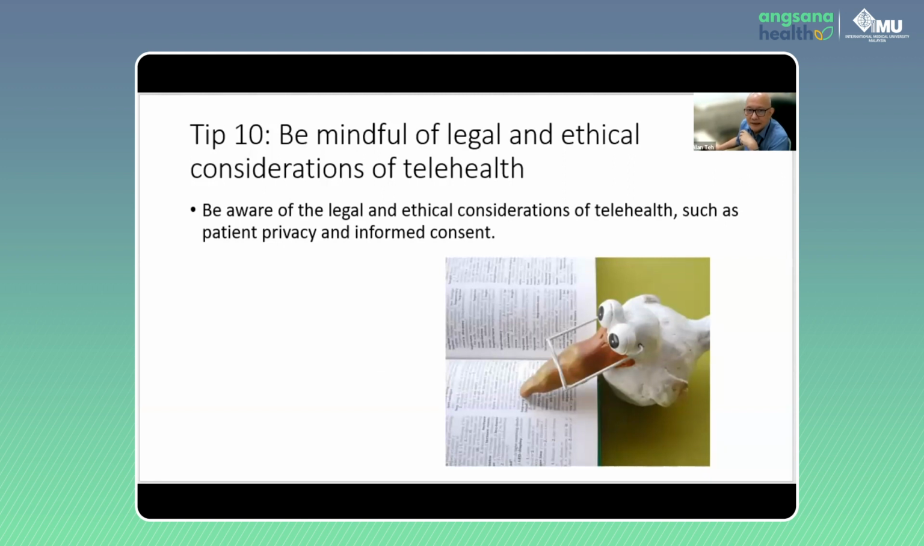Okay, I think those are the 10 tips which ChatGPT asked me to tell you on telemedicine. I have maybe some other anecdotes, but I'll be keen to hear what you all have to say in the Q&A.